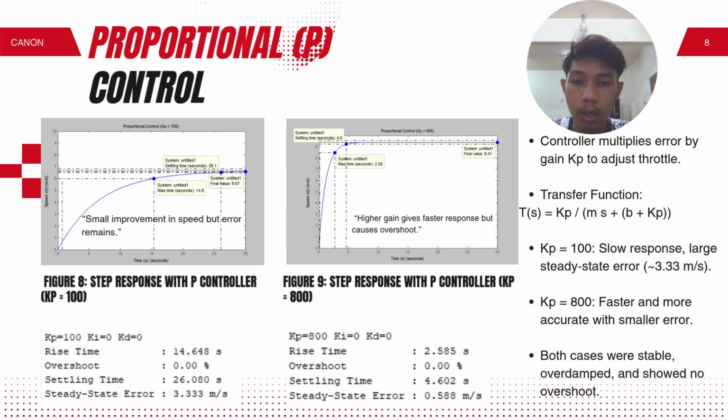However, notice we still have some error remaining even with this high gain. This shows the main problem with P-only control. It can't eliminate error completely. The higher the gain, the smaller the error, but it never reaches zero. That's why we need integral control.